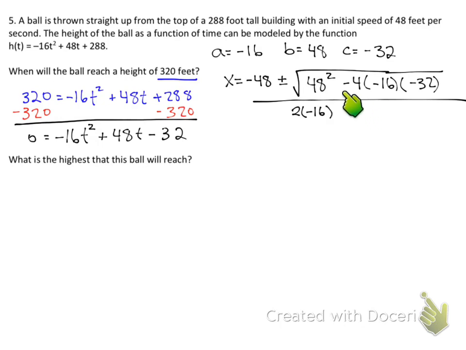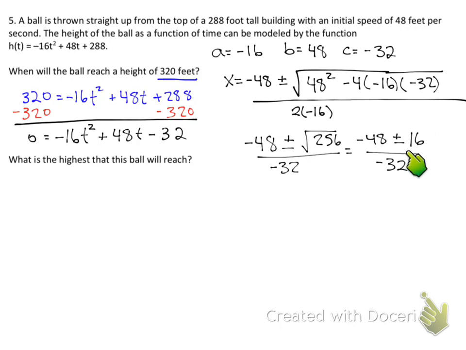So from here we got to go through and start simplifying it. So we're going to start with the square root. So when we do everything that's inside the square root, 48 squared minus 4 times negative 16 times negative 32, we get 256. And then on the bottom, 2 times negative 16 is negative 32. And the square root of 256, that's going to be 16.